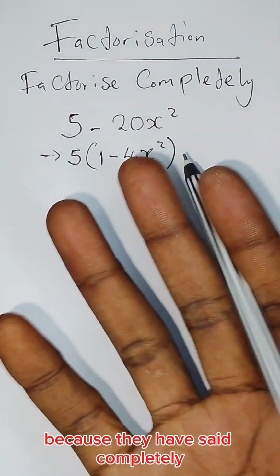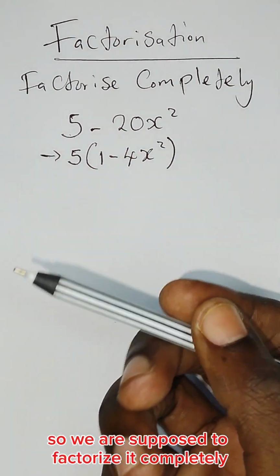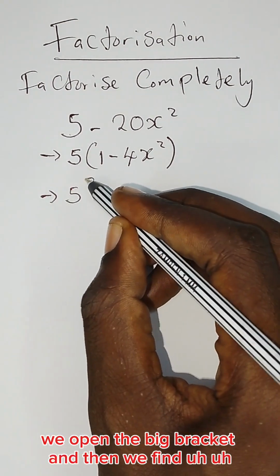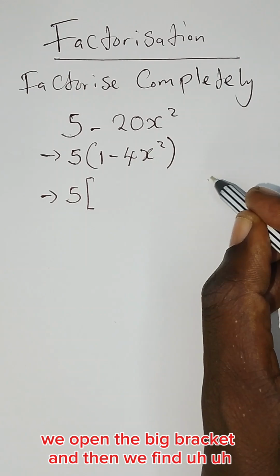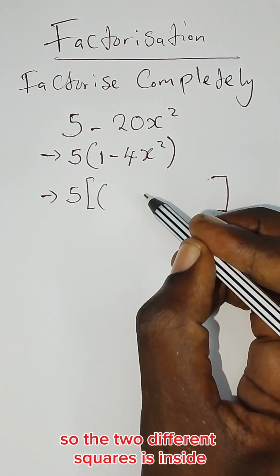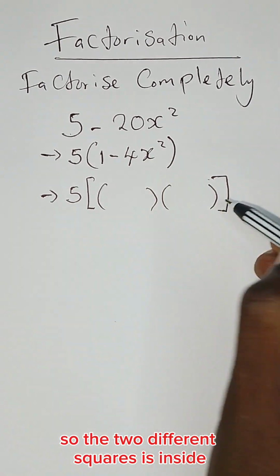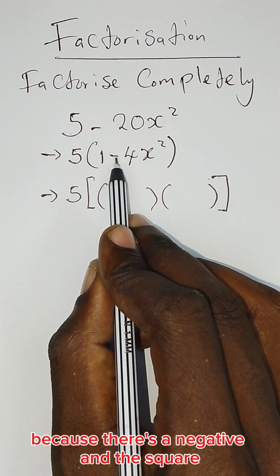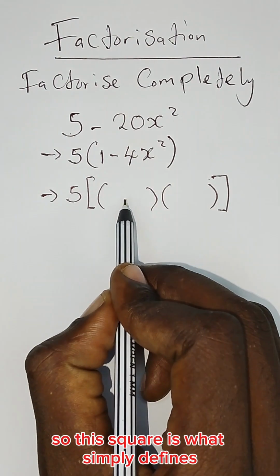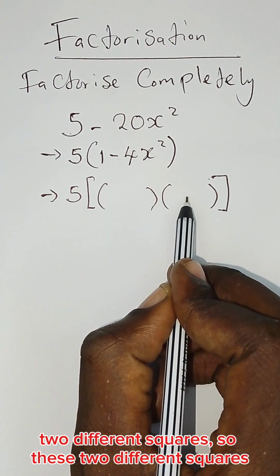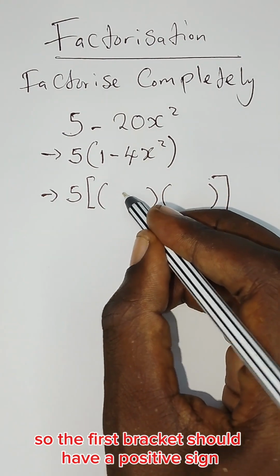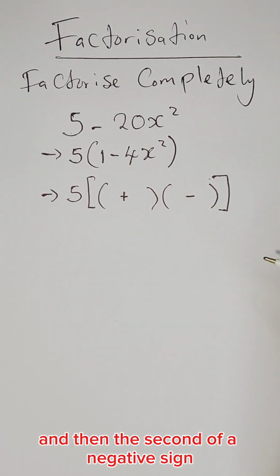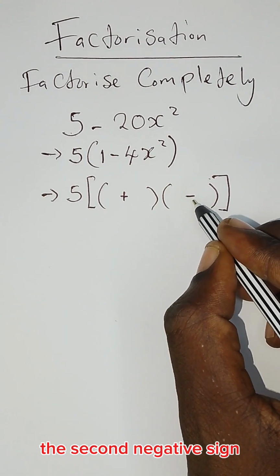But this is not the final, because they have said completely. So we are supposed to factorize it completely. So the next step is 5, we open the big brackets, and then we find the difference of two squares. The reason we come up with the difference of two squares is because there's a negative and a square. So the first bracket should have a positive sign, and the second will have a negative sign.